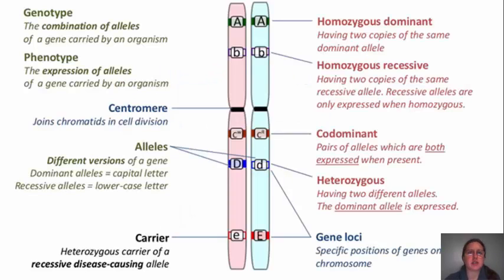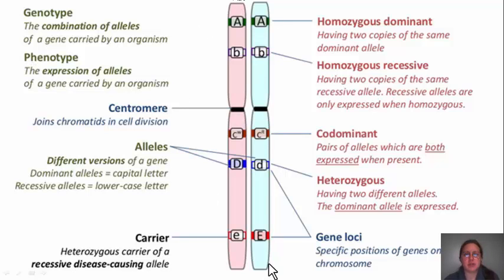Alright, first to go over some vocabulary that's really important. We of course have our genotype and phenotype. Our genotype is the combination of the alleles of a gene carried by an organism, so it's what you can't see inside of the DNA. But your phenotype is the expression of the alleles of a gene carried by an organism. It's your phenotype, so what you see.